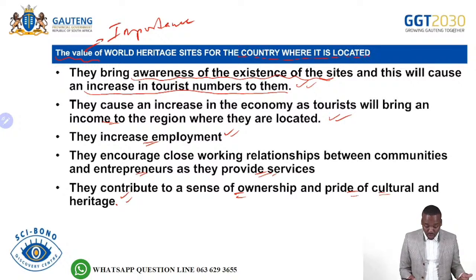They bring in tourists. Tourists bring in money. The more tourists come, the more people are going to need jobs. There's going to be ownership, right? Tourism businesses will benefit money and so on. People will also take pride in their culture and also their heritage.